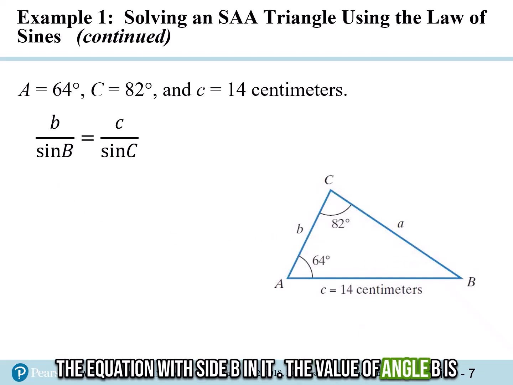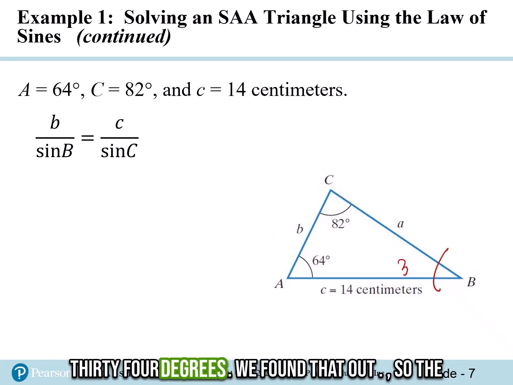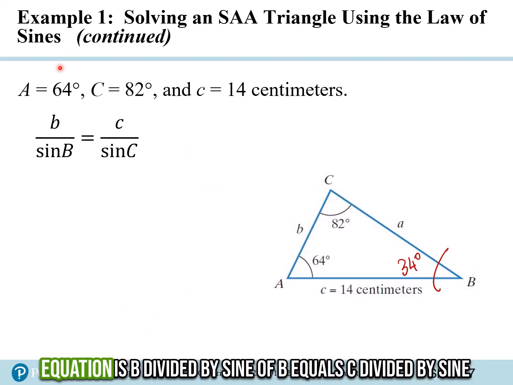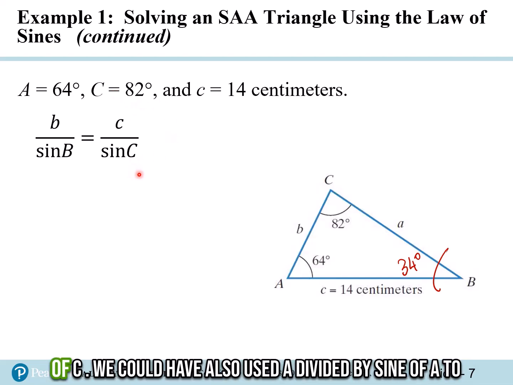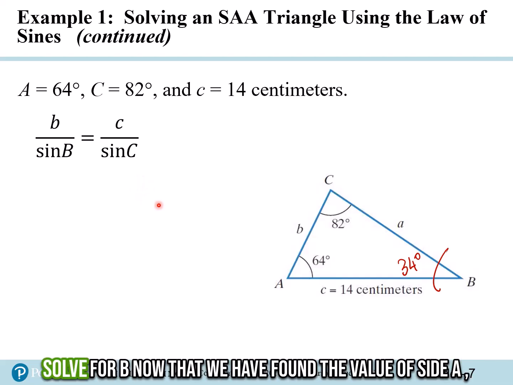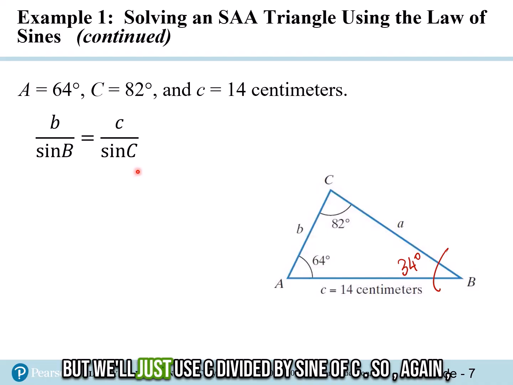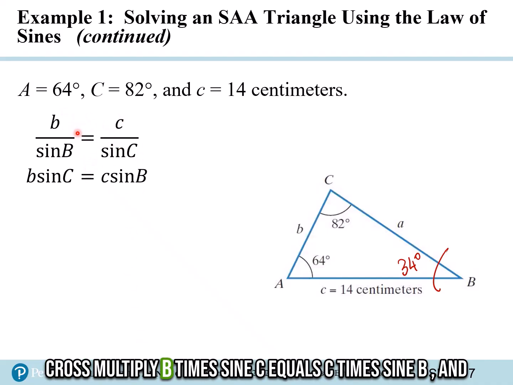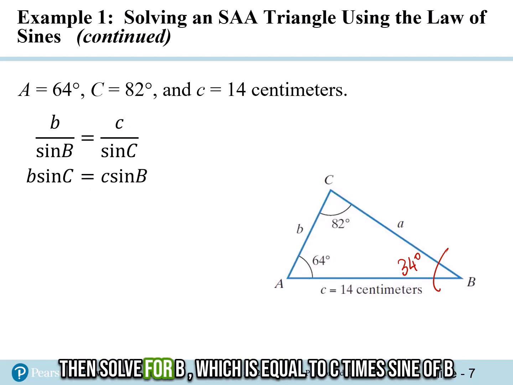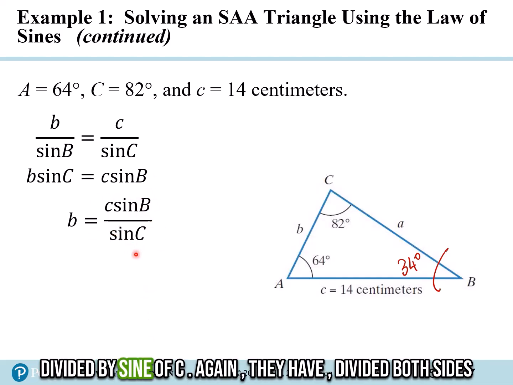The value of angle B is 34 degrees. We found that out. So the equation is B divided by sine of B equals C divided by sine of C. We could have also used A divided by sine of A to solve for B now that we have found the value of side A, but we'll just use C divided by sine of C. So again, cross multiply: B times sine C equals C times sine B, and then solve for B, which is equal to C times sine of B divided by sine of C.